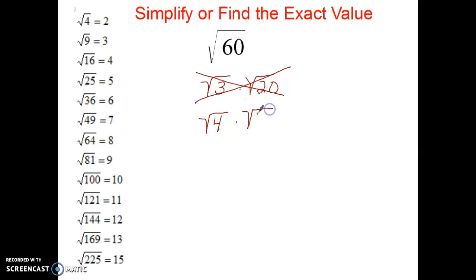4 times 15 gives me 60, so I'm going to use the square root of 4 times the square root of 15. The square root of 4 is equivalent to the whole number 2. So my simplified answer for the square root of 60 is actually 2 square roots of 15.